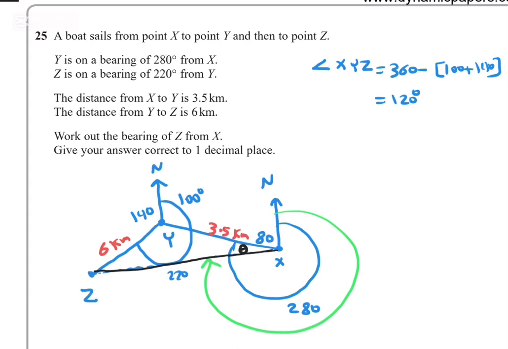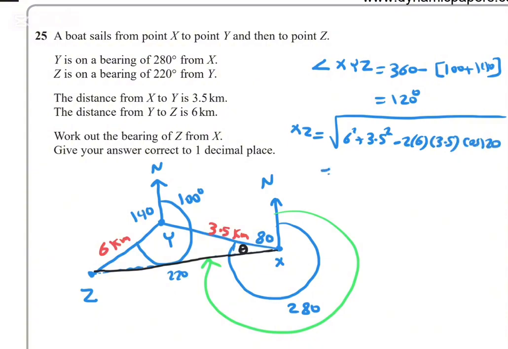Now in this triangle, this angle is 120, this side is 6 kilometers, and this side is 3.5, then we can find ZX using the cosine rule. So XZ equals the square root of 6 squared plus 3.5 squared minus 2 times 6 times 3.5 times cosine 120, which equals 8.32 to 3 significant figures.